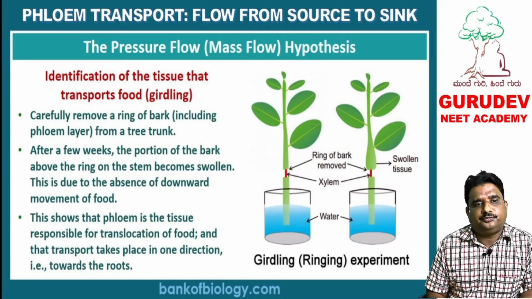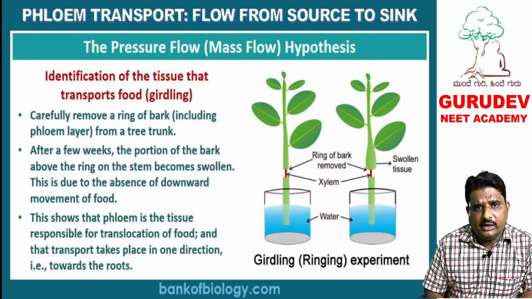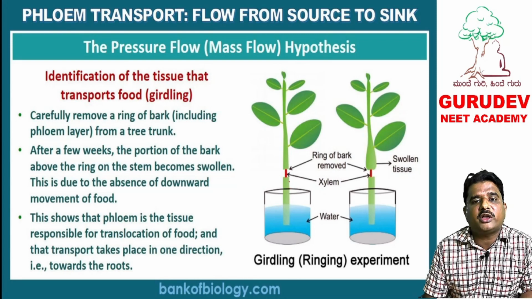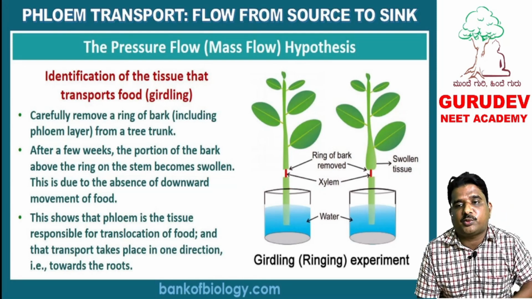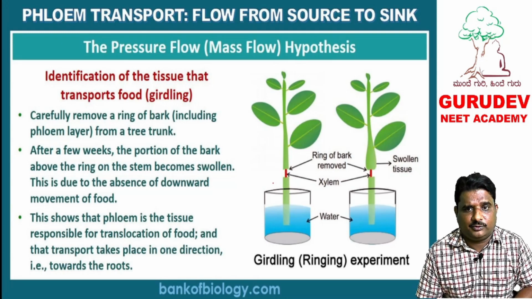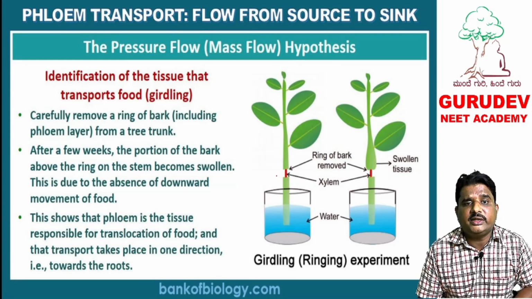Okay, now what is the next concept we have to study? Which tissue is responsible for the mass flow hypothesis? Now we are saying that phloem is responsible for the mass flow hypothesis. But what is the proof for that? The phloem transports food from the leaf to the root. What is the proof? It is the ringing and girdling experiment.